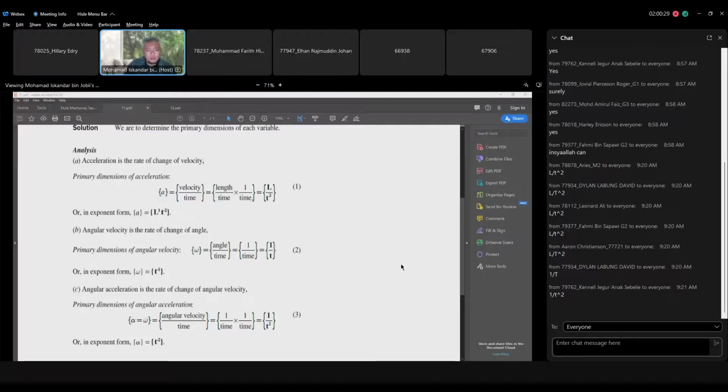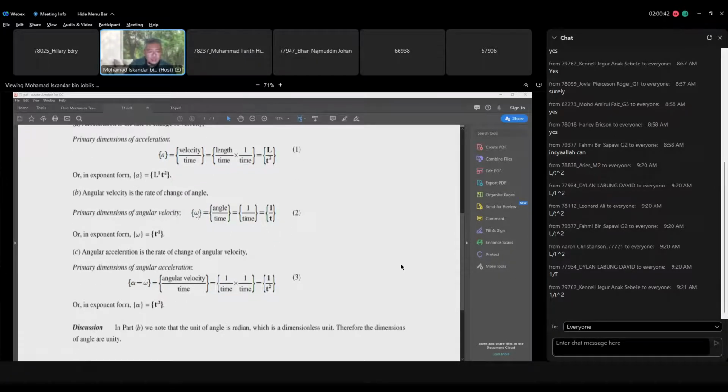The moment you define everything, it is L over time multiplied by 1 over time. This is what you get in the end for acceleration A. For angular velocity, omega, the primary dimension equals angle divided by time.